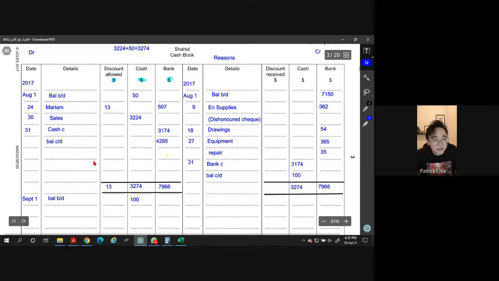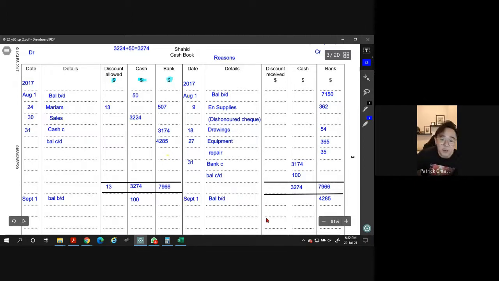So this is also called balance CD. Also 31st. So if they are the same date, can you see that I don't put the date anymore? Okay. Next one, balance CD. Then after that, 4285, put back correctly under the bank column. Done. Okay, so balance BD, September 1st.